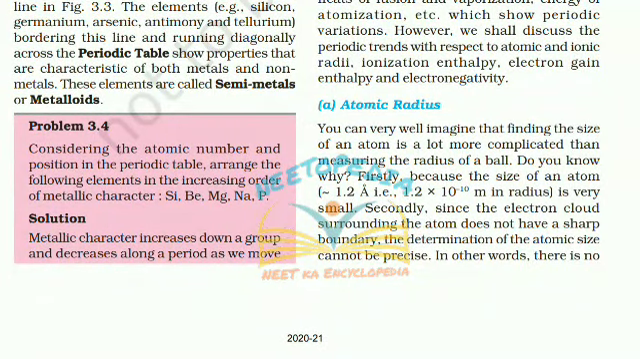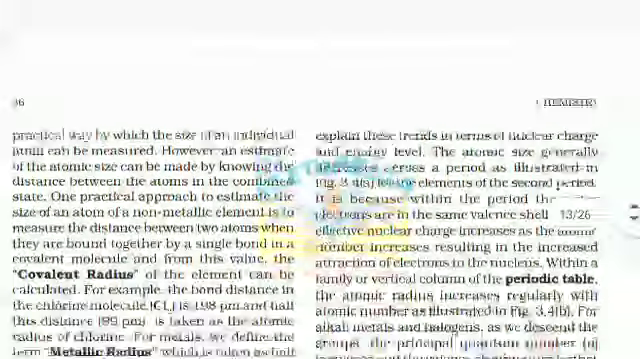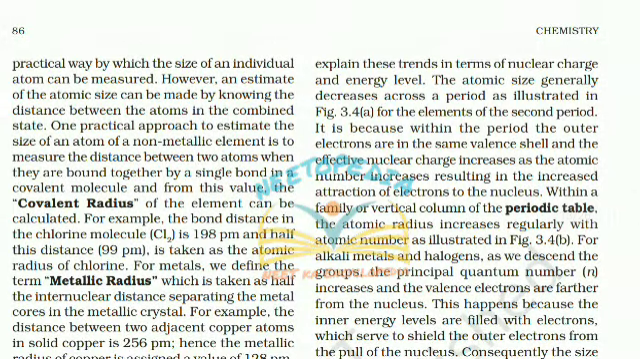A. Atomic radius. You can very well imagine that finding the size of an atom is a lot more complicated than measuring the radius of a ball. Do you know why? Firstly, because the size of an atom is very small. Secondly, since the electron cloud surrounding the atom does not have a sharp boundary, the determination of the atomic size cannot be precise.